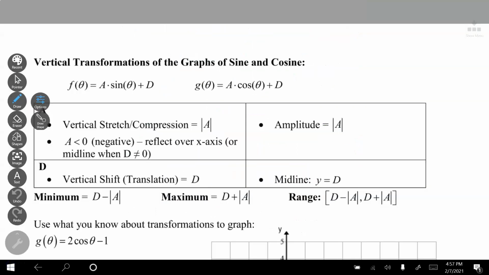Now the only transformations that we're going to work on today are the two easy ones. Those are the vertical transformations, the A and the D. And they do two things. A is a vertical stretch. If it's negative, it flips over the x-axis. The D is the translation up or down, and they lead to two properties. The D at the end is the midline, and I tend to draw this first. I draw the midline first across the graph.